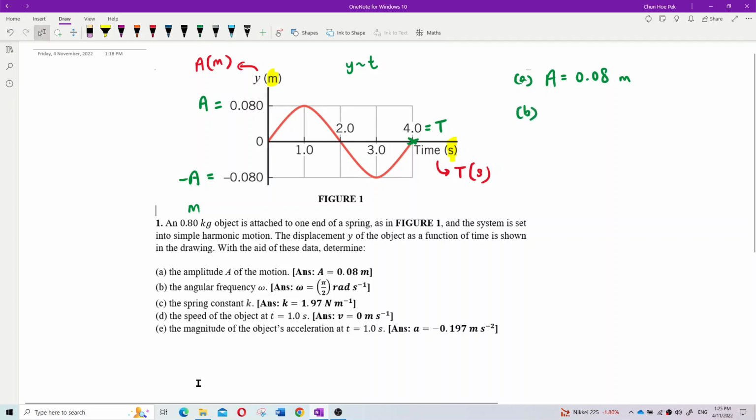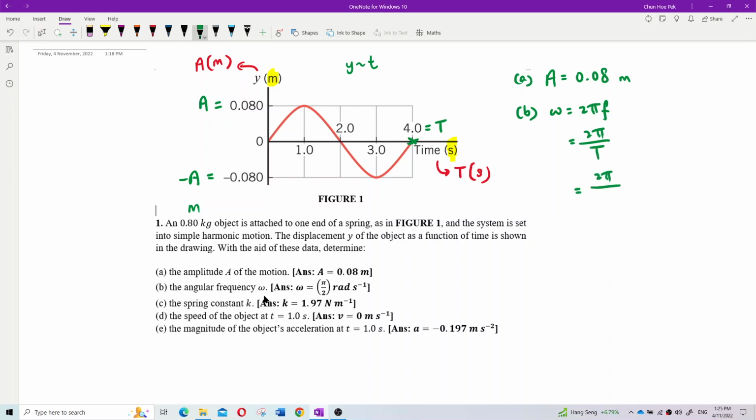Question B: we want to find the angular frequency, omega. What's the formula for omega? Omega is 2 pi f, and f is 1 over T, so omega is 2 pi over T. The period you can find from the x-axis, which is the time axis. The period is 4 seconds. So we get the answer pi over 2 radian per second. That's the answer.